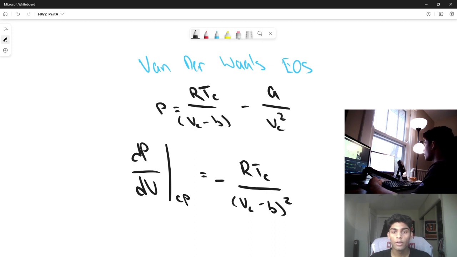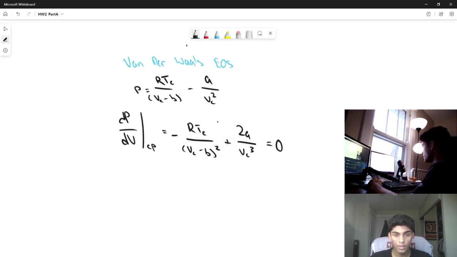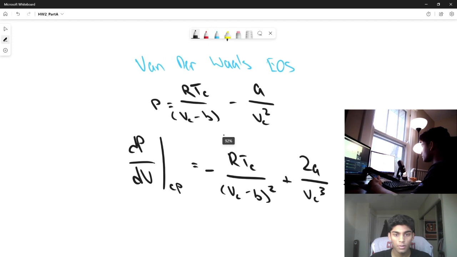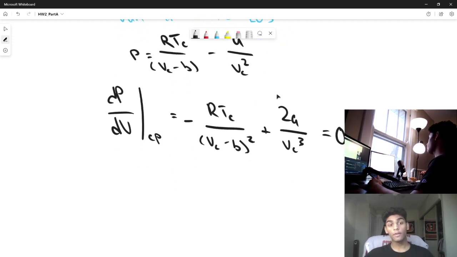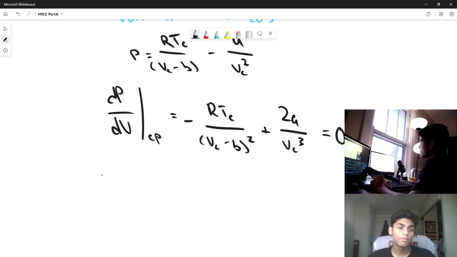For the second part, it's going to be the same thing. Vc is a constant, A is a constant. So we're going to do a power rule here. Vc is to the -2 power, and if we do a power rule, a negative times a negative is going to be a positive. It's going to be 2A over Vc cubed. And remember, this is going to be equal to 0. So we found that first derivative. Let's go find the second one then.